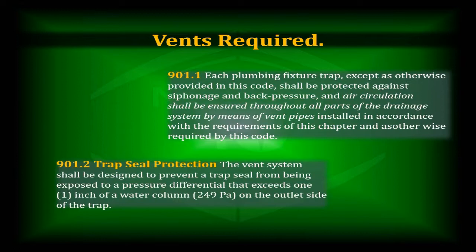901.2 Trap seal protection. The vent system shall be designed to prevent a trap seal from being exposed to a pressure differential that exceeds 1 inch of water column on the outlet side of the trap. Again, that would stop the natural flow of liquids.